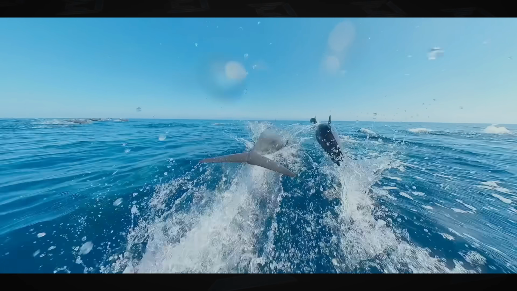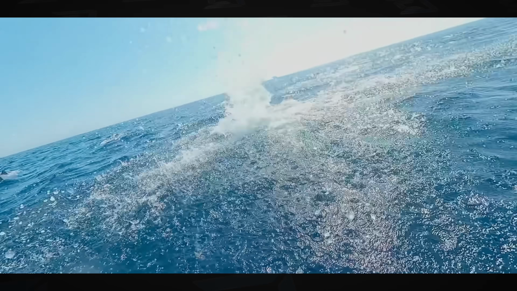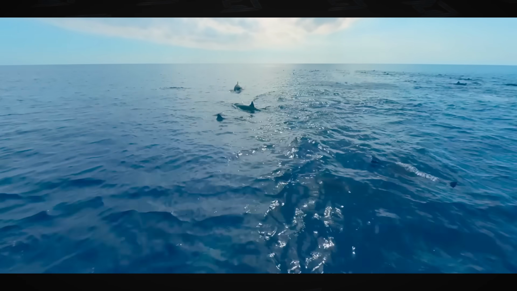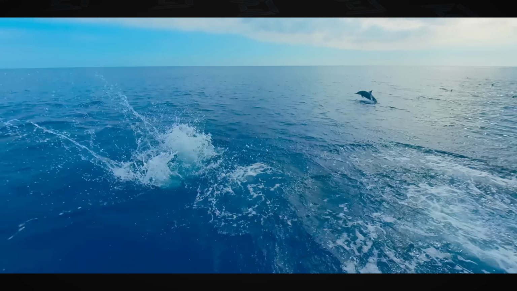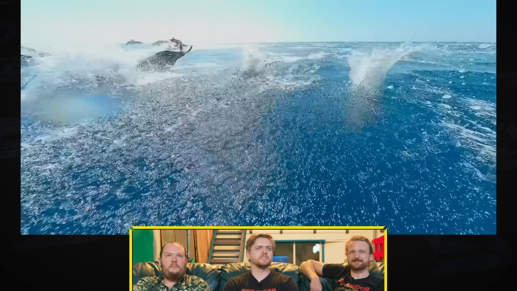Like these spinner dolphins. I mean, that's an incredible shot. Yeah, it is. It's like these shots are insane. They are insane. They're so insane that I think people thought this had to be CGI. They're like, there's no way a camera can move like that. This can't be a drone, right? Drones can't fly backwards and forwards like this. How are they getting these shots?